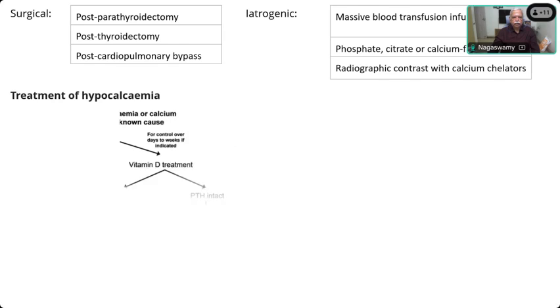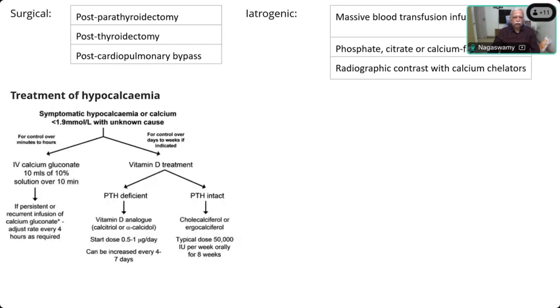Now, how do you treat hypocalcemia? Symptomatic hypocalcemia occurs when calcium is less than 1.9 millimole. For control within minutes to hours, you have to give IV calcium gluconate, which is very urgent. For asymptomatic or mildly symptomatic patients, where you can take your time and the treatment can last for days to weeks, you first give vitamin D treatment.